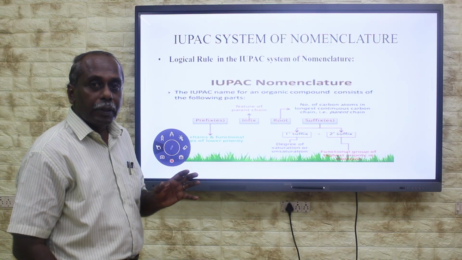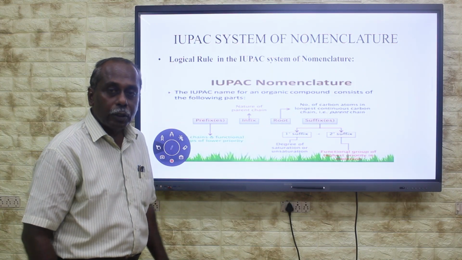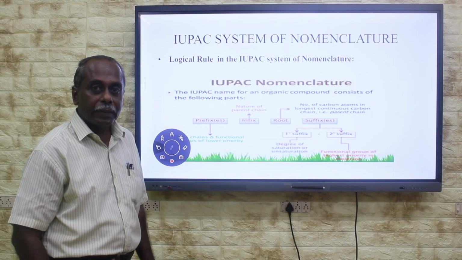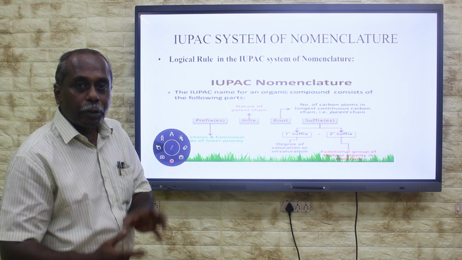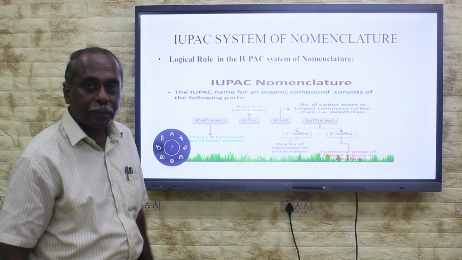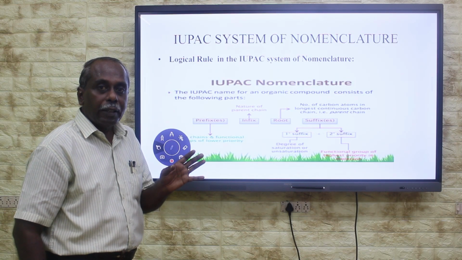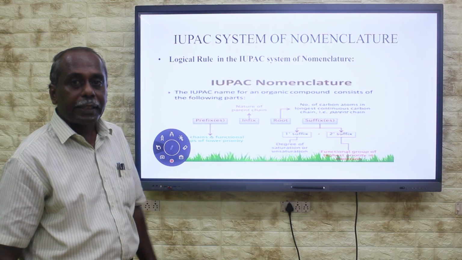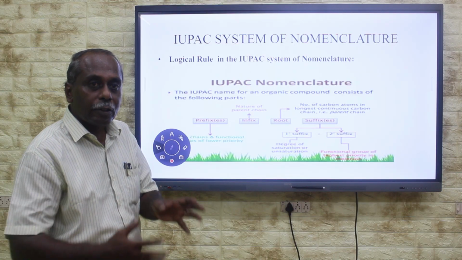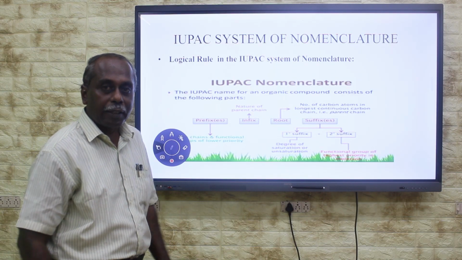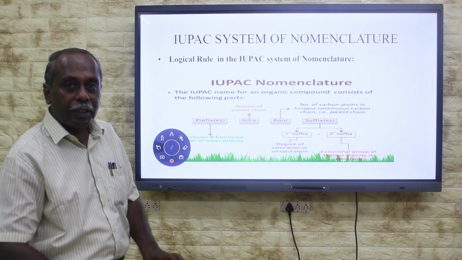Before the root word, we are going to add 2 fragments. Those fragments are called prefixes. Then behind the root word, we are going to add 2 fragments. Those fragments are called suffixes. Before the root word, one is the primary prefix and another is the secondary prefix. Behind the root word, one is a primary suffix and another is a secondary suffix. That will be the structure of the IUPAC nomenclature.